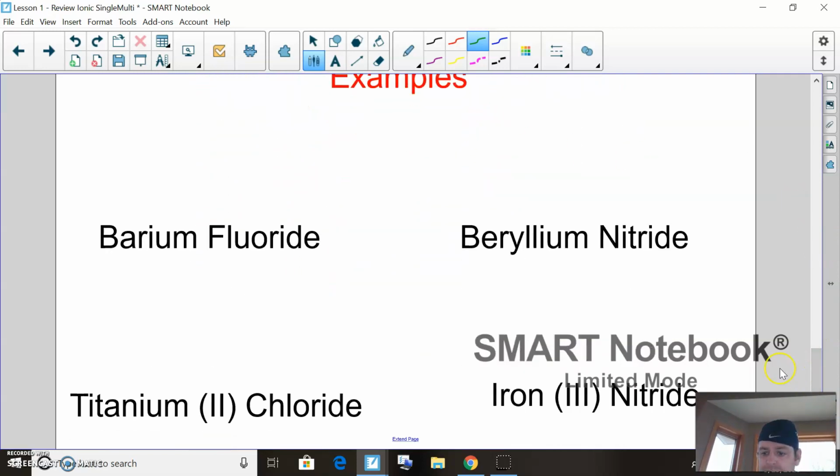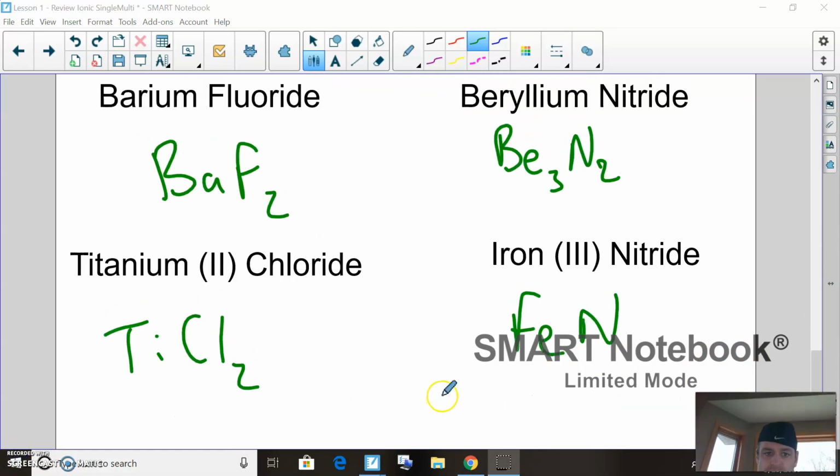All right. So here's 4 examples here of crisscrossing. Go ahead and try those. And there you go. There's your answers. Okay, I'll do a couple with you quick.